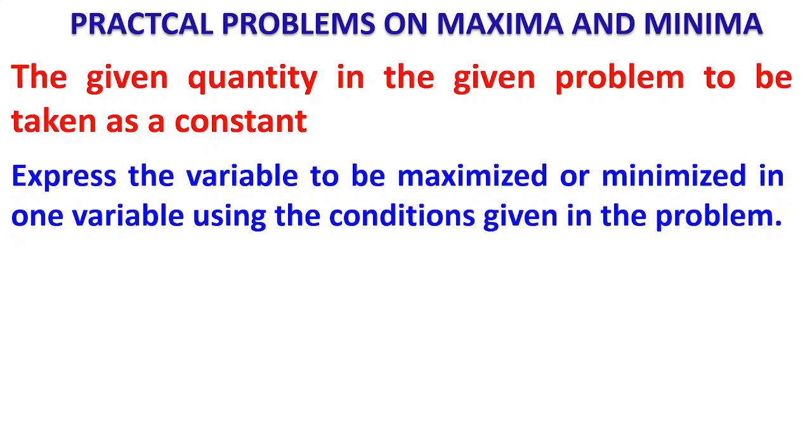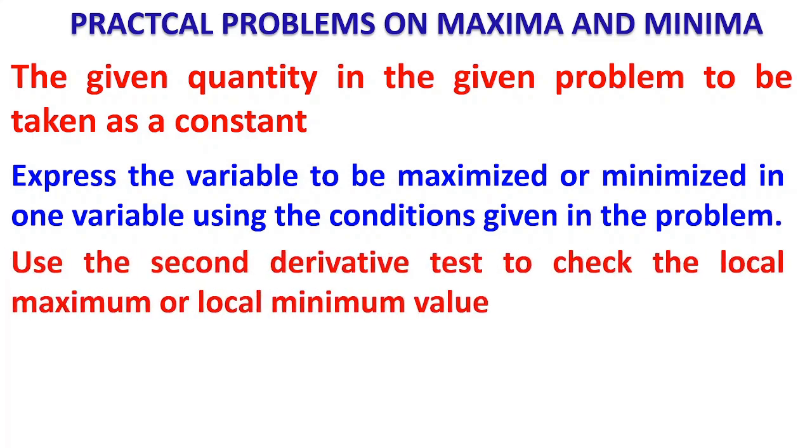Well, express the variable to be maximized or minimized in one variable. Suppose volume is to be expressed in terms of a single variable, surface area to be expressed in terms of a single variable, everything in terms of a single variable using the condition given in the problem. Some condition will be given in the problem to express one variable in terms of the other.